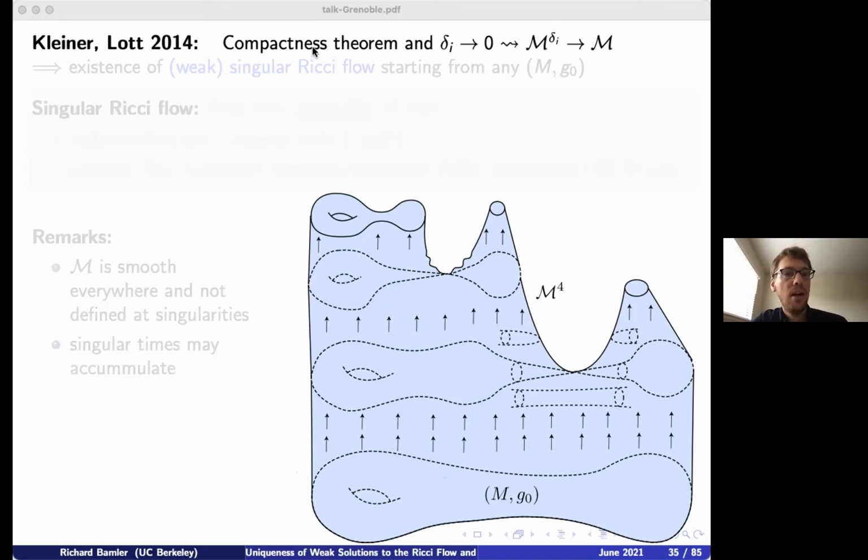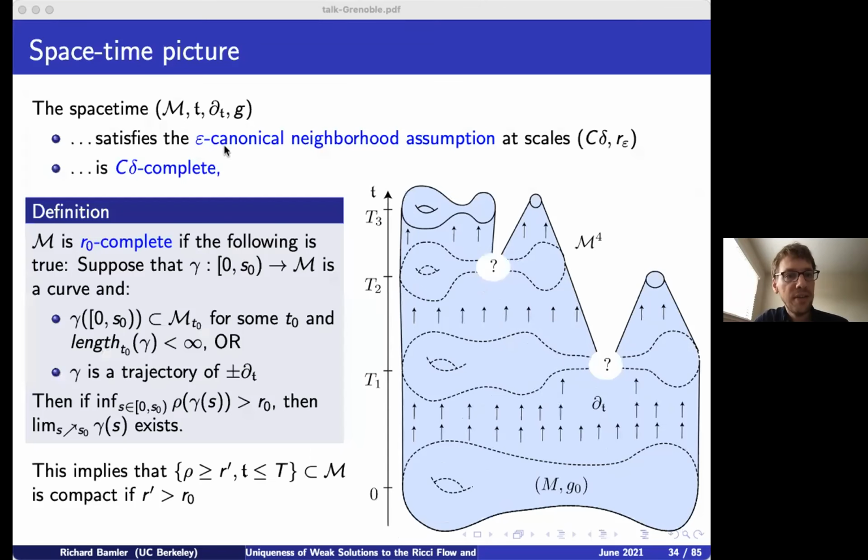They said, well, given some fixed initial condition, let's first construct Ricci flows with surgery for smaller and smaller delta_i. Then this generates a sequence of Ricci flow spacetimes, which, just peek at the previous slide, satisfy the epsilon canonical neighborhood assumption. And all that changes is the lower bound. This delta_i goes to 0. And here also the delta_i goes to 0.